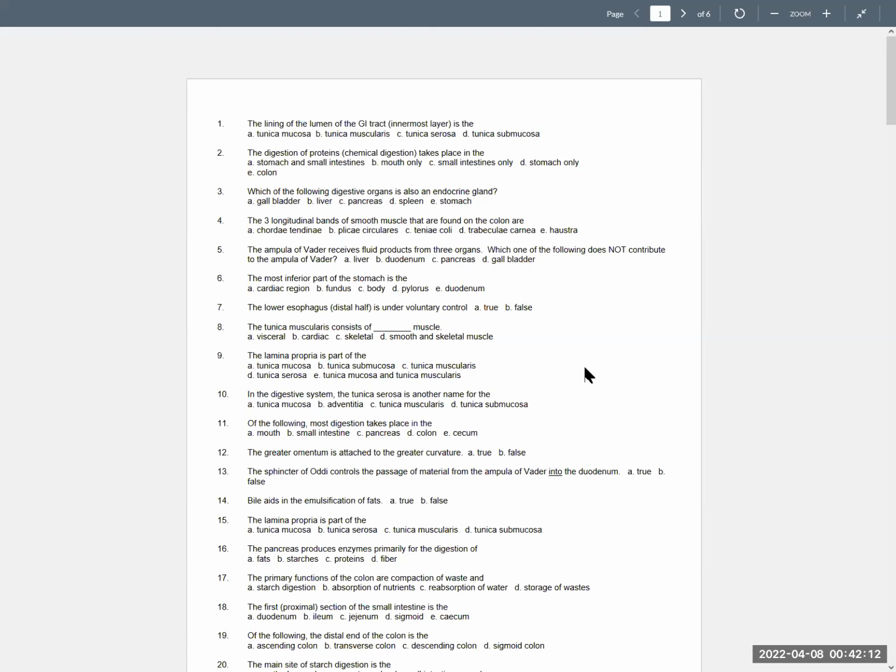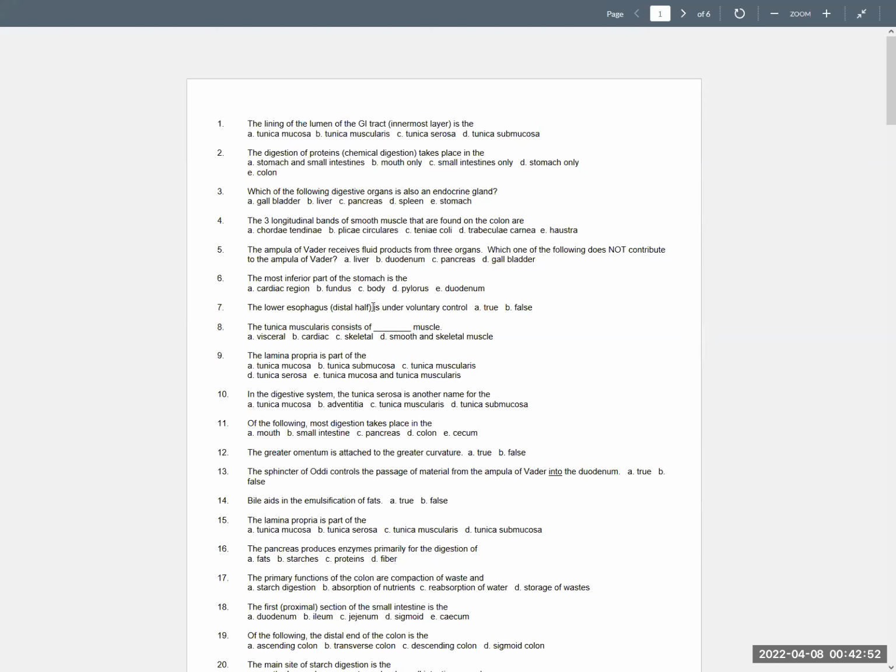Okay. Number 5, the ampulla of Vater receives fluid products from 3 organs. You may not have thought of that. Which one of the following does not contribute to the ampulla of Vater? Okay, just yes or no. Does the liver contribute? Is it the pancreas? No. The duodenum. The duodenum. Yes. Okay. I knew I wouldn't say it right, but at least I got it. It's the duodenum. That receives material from the ampulla of Vater.